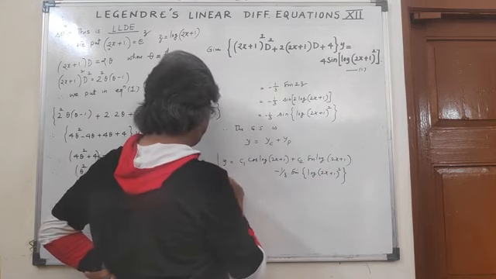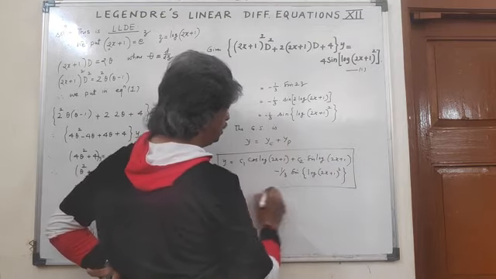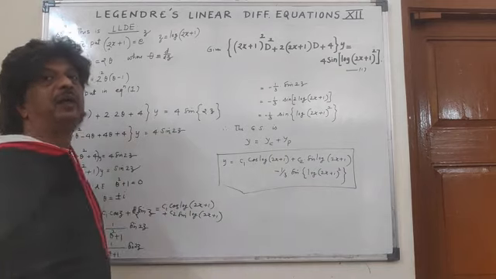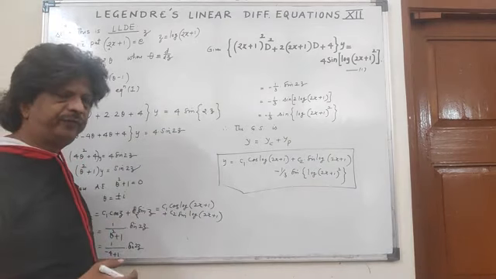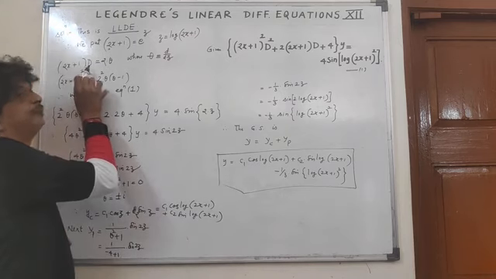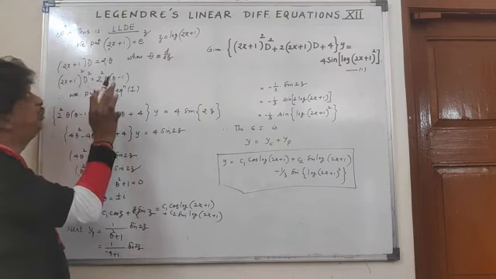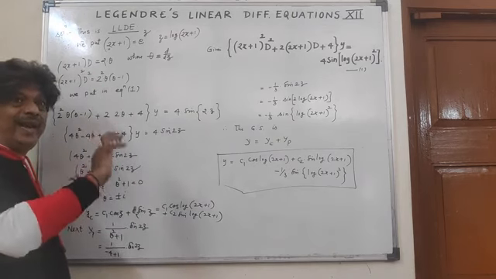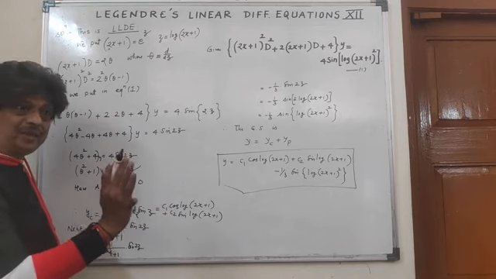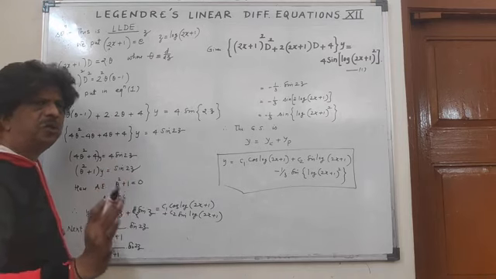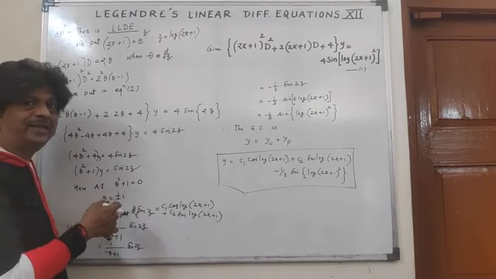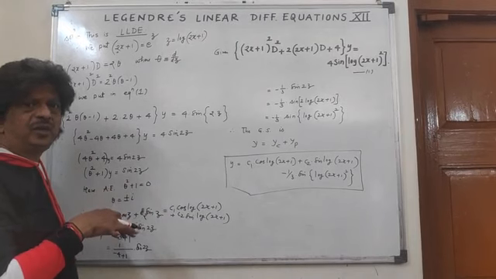That is the complete general solution of this given Legendre's linear differential equation. Here you need to remember this substitution: 2x plus 1, or ax plus b, into D is equal to a times theta. Ax plus b whole square D square is equal to a square into theta minus 1, and so on. You can very easily solve this by reducing it to a linear differential equation with constant coefficients.